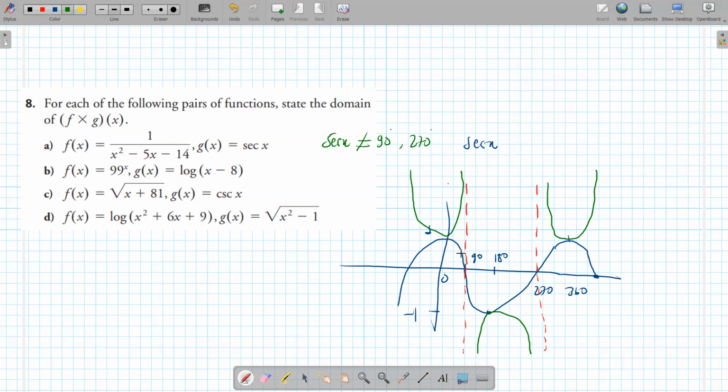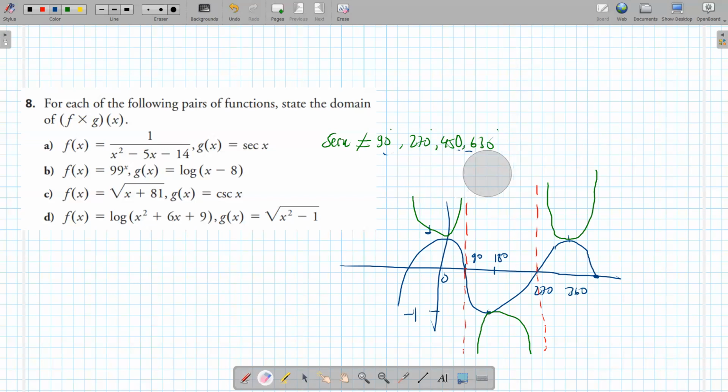The next one will be 90 plus 360. It'll be at 450. Every cycle, it's going to repeat. The next one will be 270 plus 360. What is that, 540? 270 plus 360. It's 630. Like this. It's going to repeat. In fact, it's going to repeat every 180. After every half a cycle, it's going to have a restriction, okay?